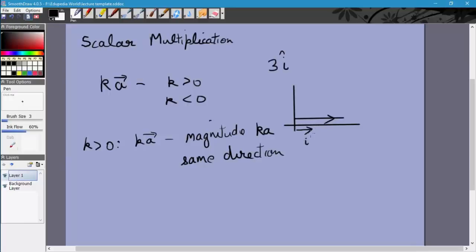So if this is the vector i cap, this is the vector 3 i cap, which has a magnitude of 3 times the magnitude of i cap, which was 1, and the same direction. On the other hand, if k is less than 0, it's a little bit tricky. The vector k times a has the magnitude mod k times a and the opposite direction.